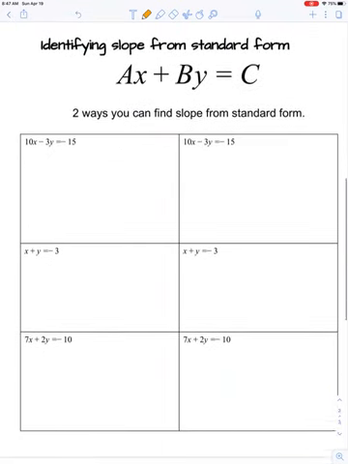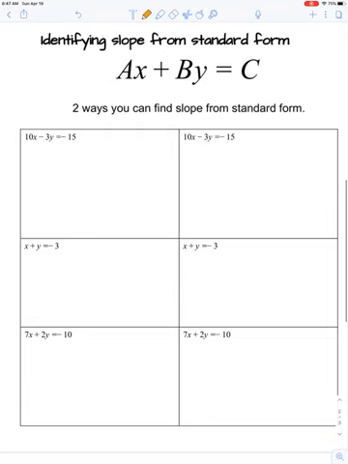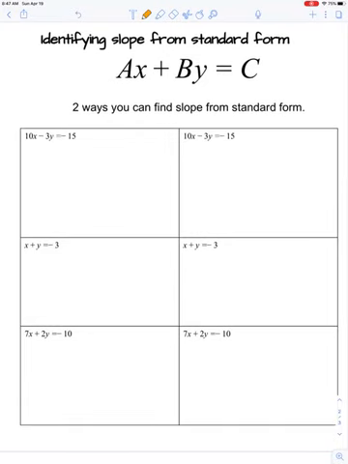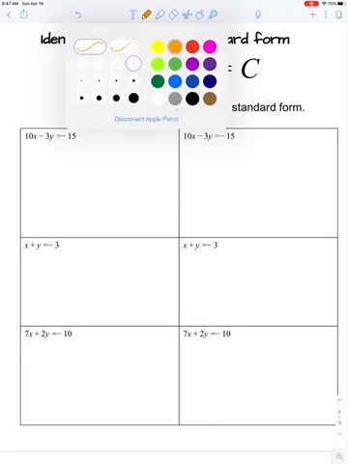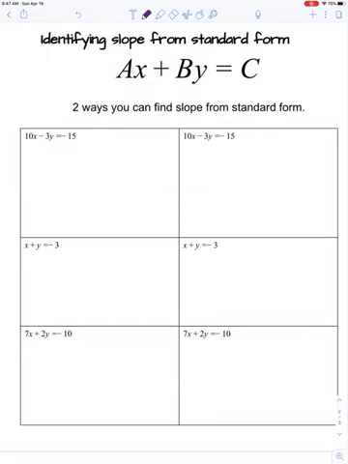And I'm going to show you standard form in two different ways. Alright, the first way I'm going to show it to you is, let's rewrite this in slope-intercept form. So we're going to rearrange it. The second way, I'm going to show you how to find slope straight from standard form. The problem with doing it that way is you don't remember it a lot of times, so that's why I want to show you both the ways.